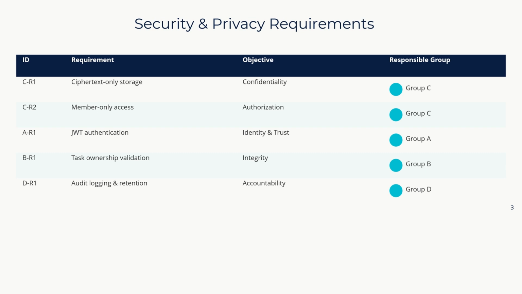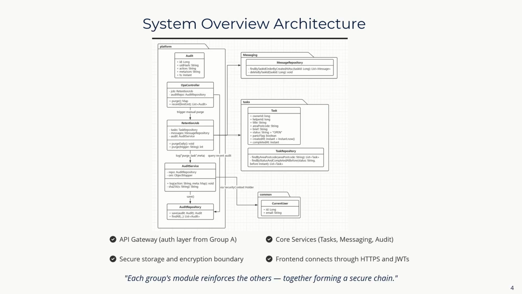About our security and privacy requirements, let's show our requirements, objectives, and responsible groups. Neighbor 8 is a community collaboration platform that connects neighbors who need help with those who can provide assistance, such as home repair, deliveries, or simple daily tasks.